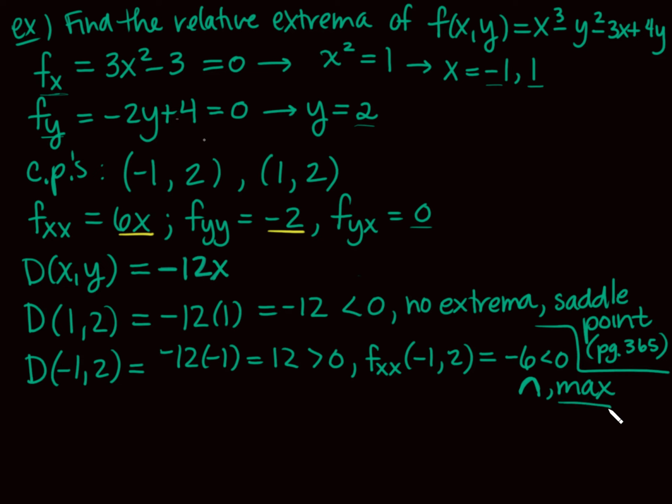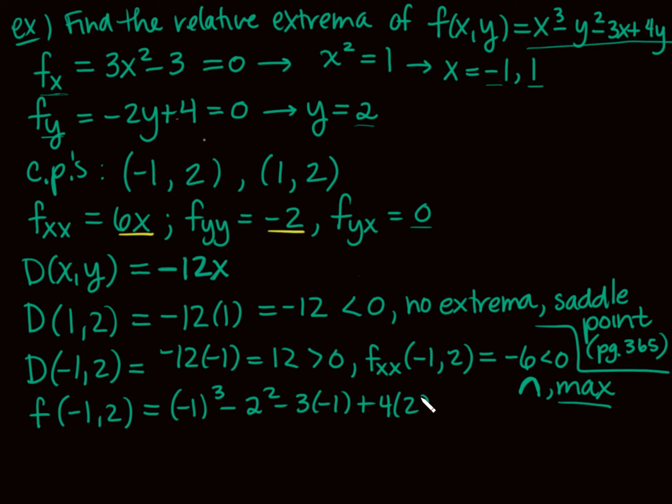So look at what we have. We know we have a maximum. That's great. So let's see what we have then. I know I have a maximum. I know where it occurs. Let's put in -1, 2 into my original function. So I'm going all the way back up here. So I'm going to take -1 cubed minus 2 squared minus 3 times -1 plus 4 times 2.